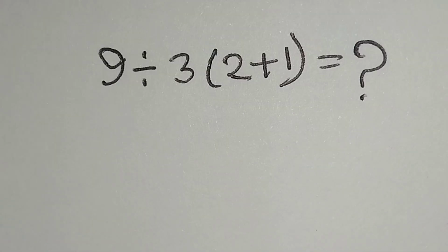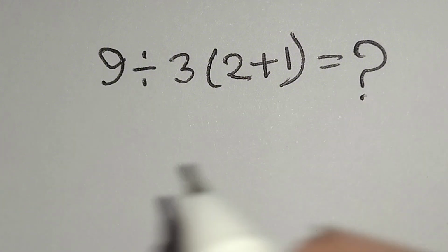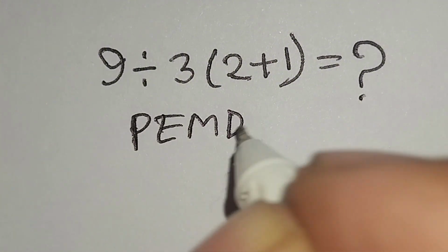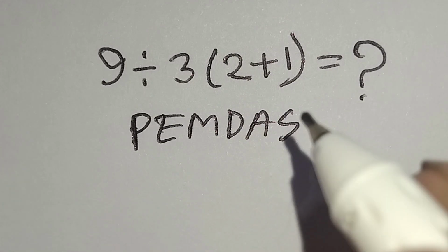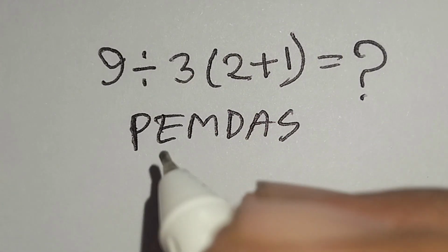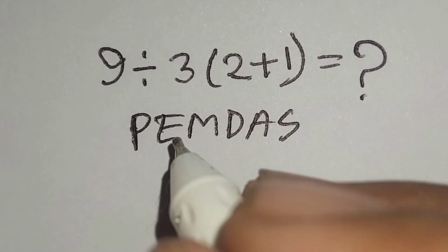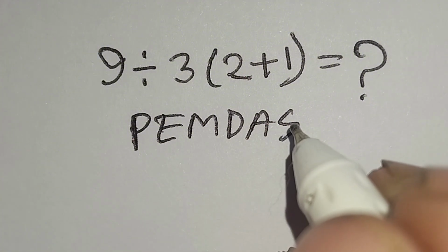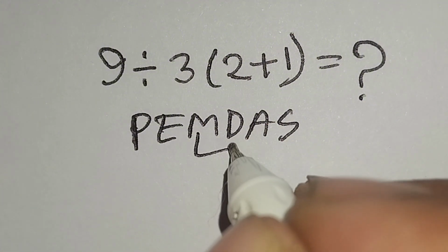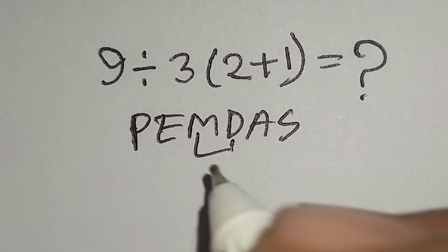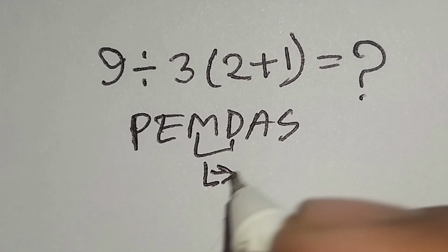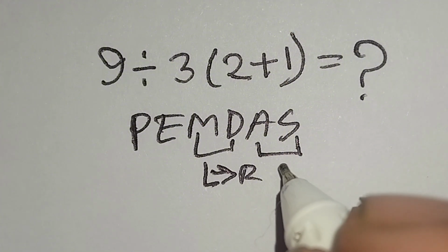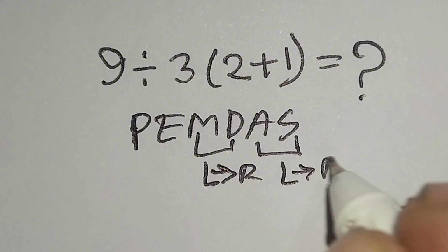Now I will apply PEMDAS rule to solve this math correctly. PEMDAS, PEMDAS. According to PEMDAS rule, at first we have to work with parentheses, then exponent, then multiplication or division, then addition or subtraction. Remember, multiplication and division have same priority. For this we have to work left to right, and addition and subtraction have same priority. For this we have to work left to right also.